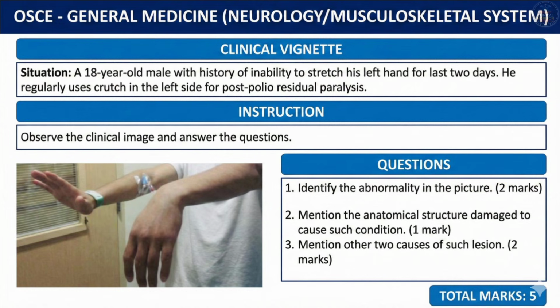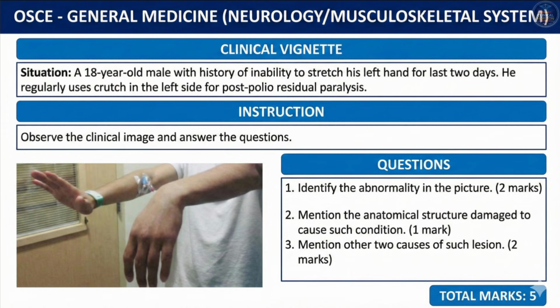Look at the vignette. The symptom: inability to stretch his left hand. Stretch here means extend. He has lost extension power. The timeline: acute. Now look at the image. It confirms the vignette. The hand is hanging loosely in flexion. It cannot be held up against gravity.